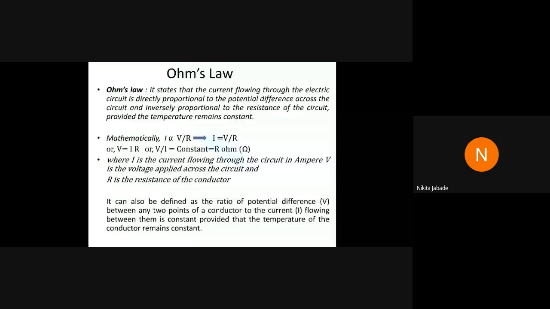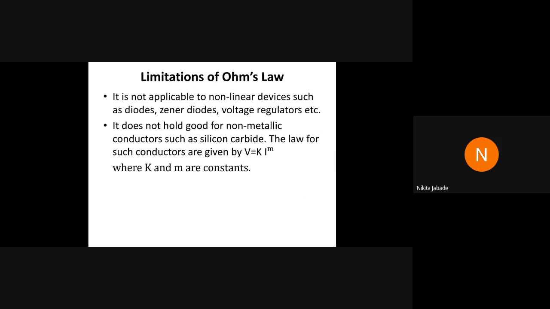Obviously I is the current flowing through the circuit in ampere, V is the voltage applied across the circuit, and R is the resistance of the circuit. So far as this is clear to you all, I also explained the limitations of Ohm's law, meaning this law won't hold good for the following things.